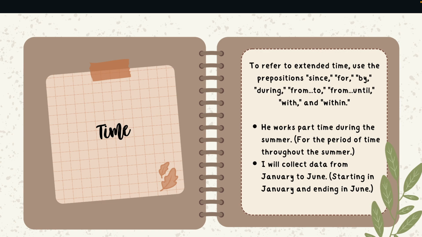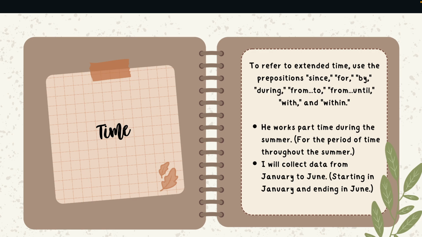And lastly, if we are referring to extended time, we use the prepositions since, for, by, during, from and to, from and until, with and within. So, for example, he works part time during the summer, for the period of time throughout the summer. So, this indicates that during the summer, we are talking about throughout the period of summer.